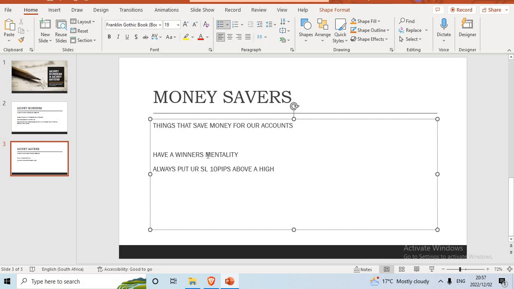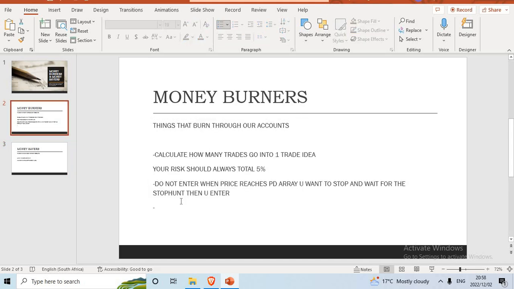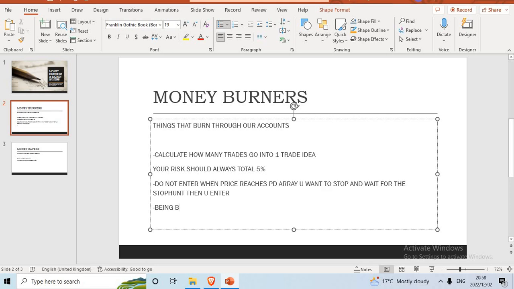Another money burner is, I wrote, being blindsided emotionally to trade. So what happens when price reaches a PD array? What's next? You want to enter. You're sort of blindsided by the market, by your emotions, by greed, and you end up entering the market at a place where you shouldn't have entered. And every time you do a review by the end of the week, you see, shucks, this is where I should have entered. I should have waited. That's because you were blindsided by the market, by greed.